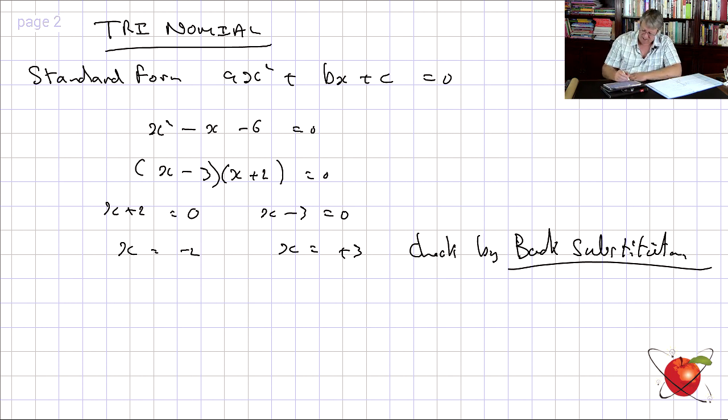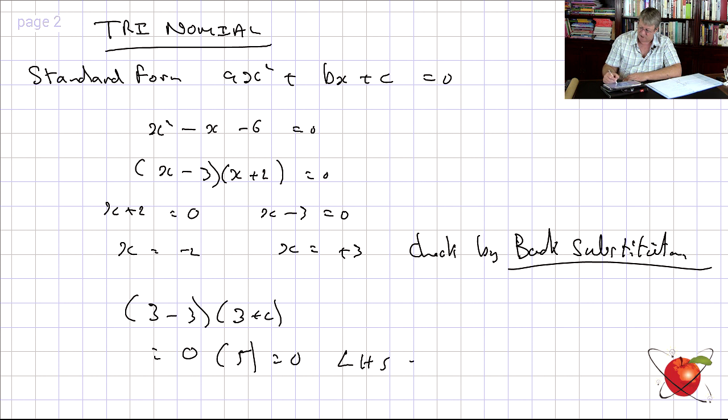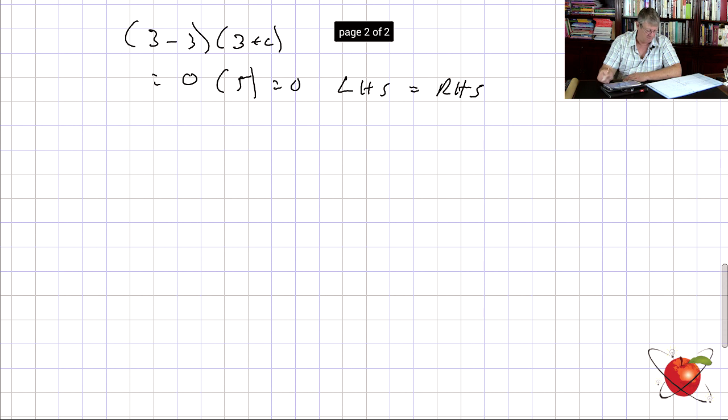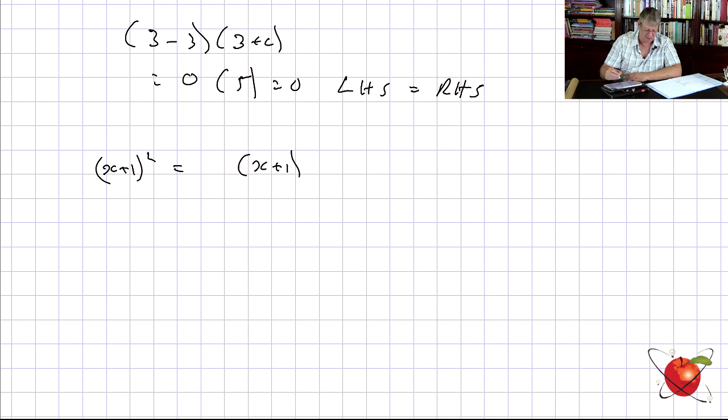If I put x in, let's add 3, I'll have 3 minus 3 times 3 plus 2, okay, which is 0 times 5, which is 0. Therefore, left-hand side equals right-hand side. So the answer is correct, okay? Now, what about, for example, this? Let's just say they've given us an equation where they say x plus 1 squared is equal to x plus 1 times 2x plus 3. All right? Solve for x.